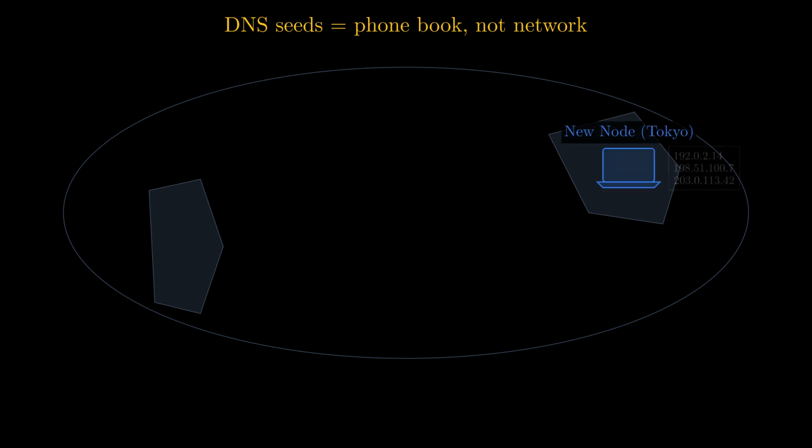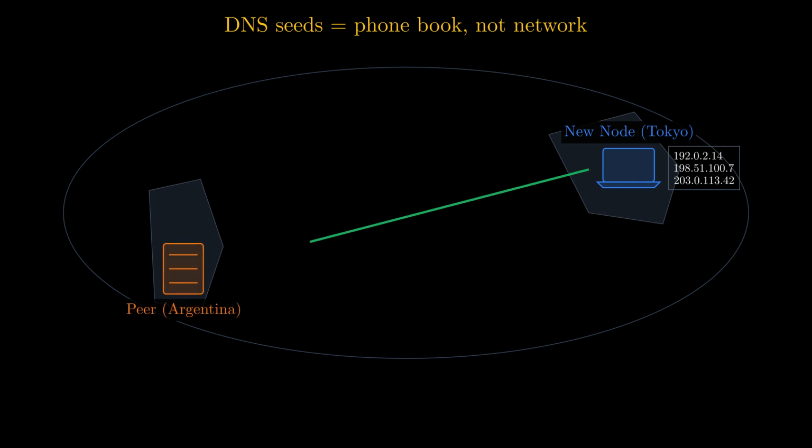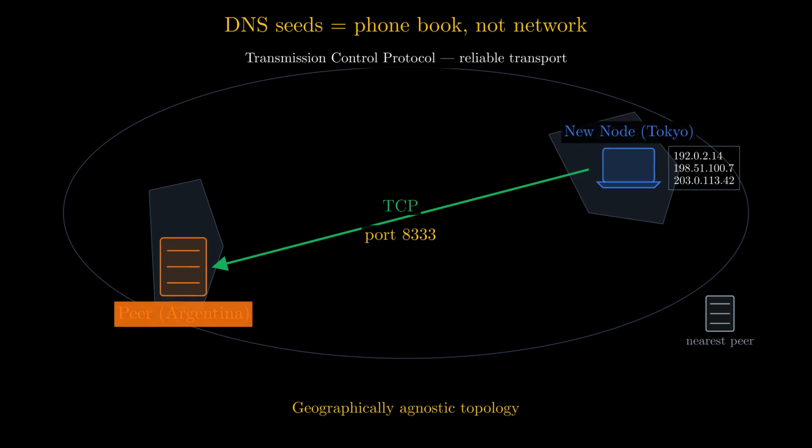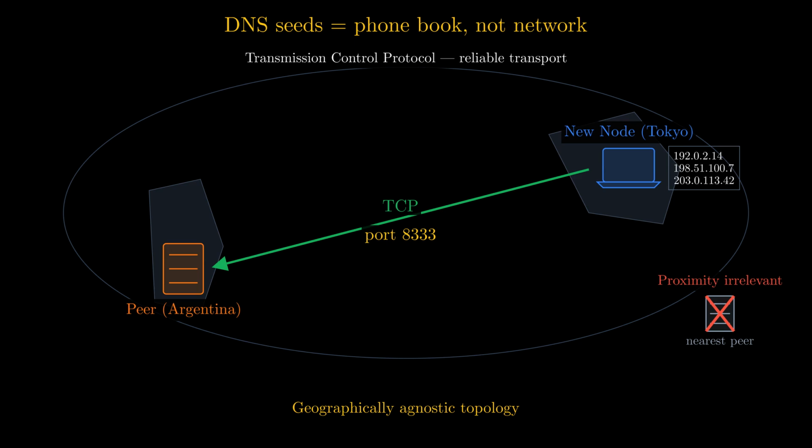With a list of IP addresses in hand, the node picks one and opens a TCP connection on port 8333. TCP, Transmission Control Protocol, is the standard reliable transport used across the internet. Geography doesn't matter here. Bitcoin's topology is geographically agnostic, so your node in Tokyo might connect first to a peer in Argentina. Proximity is irrelevant.